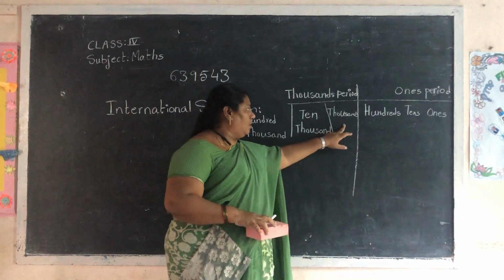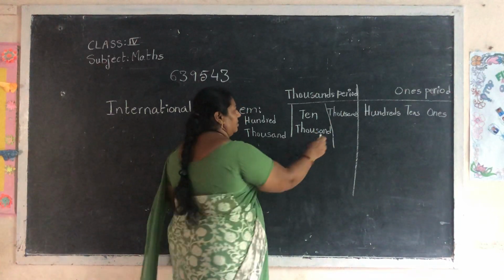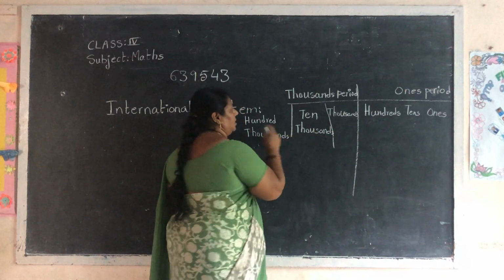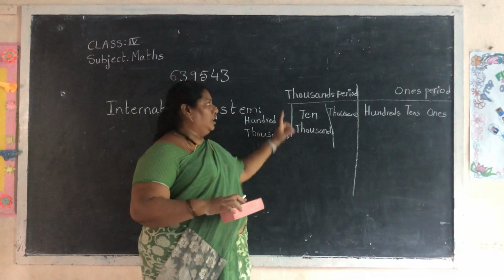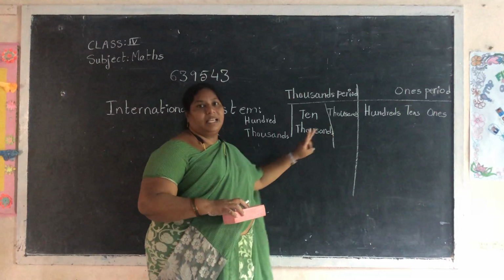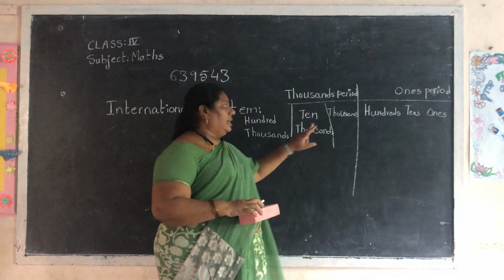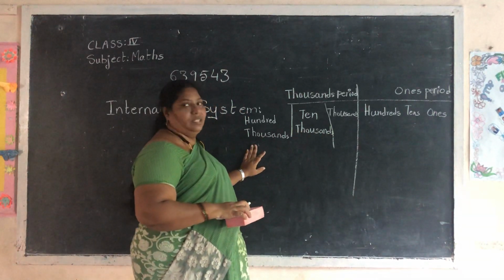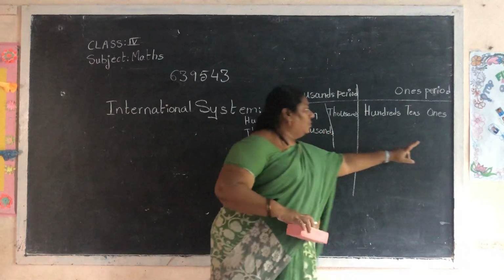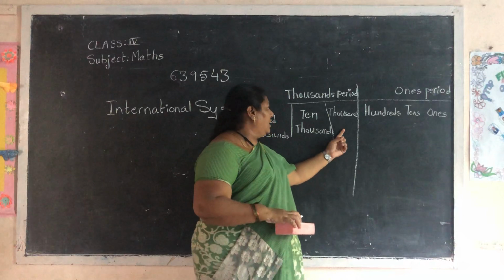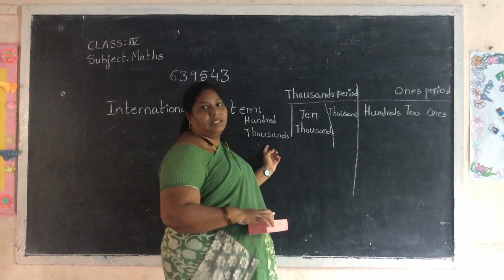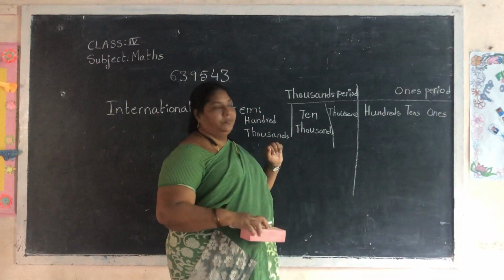Thousands period: thousands, 10,000s, 100,000s. There are 3 places in each period. In the ones period: ones, tens, hundreds. In the thousands period: 1000, 10,000, 100,000.